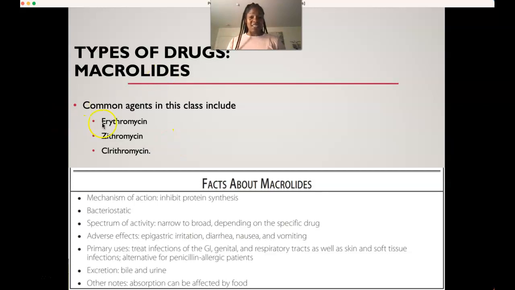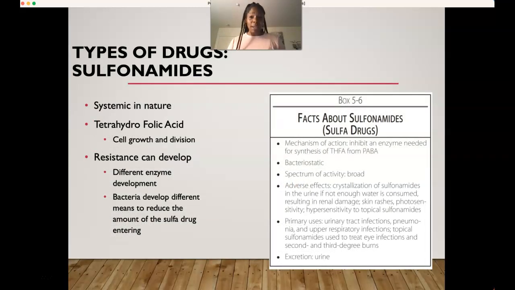So common classes are erythromycin, azithromycin, and clarithromycin. I think we've all heard of these. Again, for penicillin-resistant patients, maybe, or patients who are allergic to penicillins, this would be a great alternative. It's just not going to destroy the cell wall. So it's not bactericidal, it's bacteriostatic. It's going to work indirectly, and that's okay.